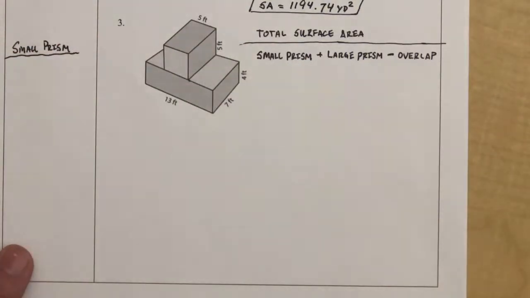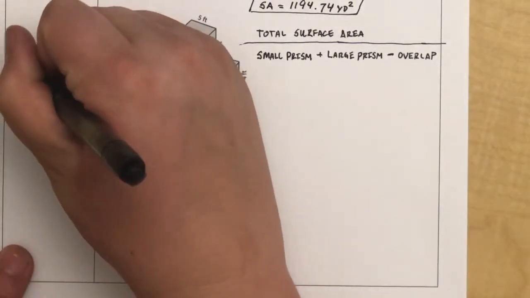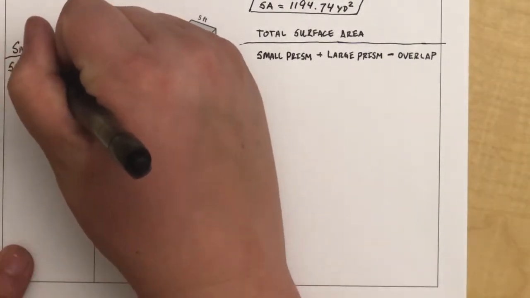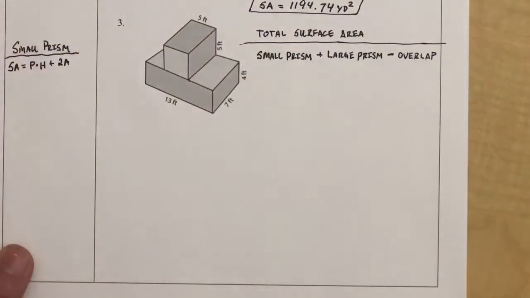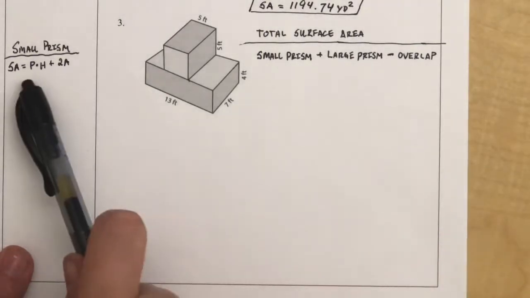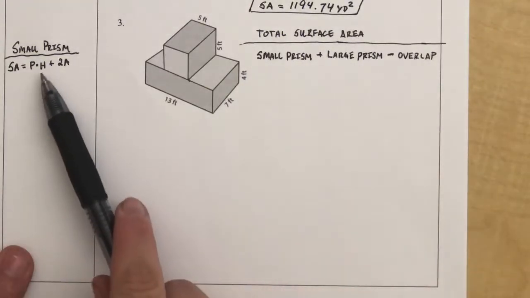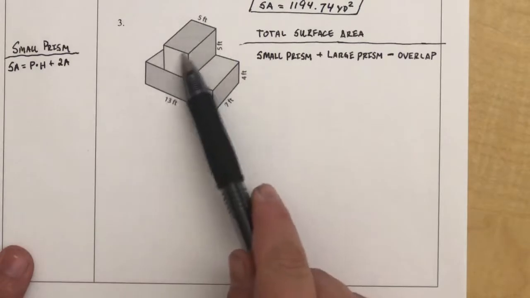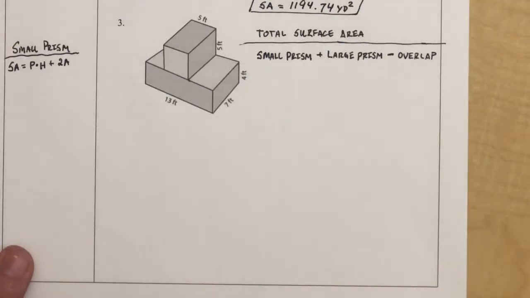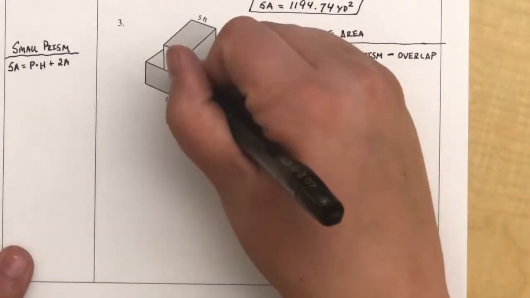So for any prism, the formula for surface area is P times H plus 2 times A. P in this case is the perimeter of the base, H is the height of the prism, and A is the area of the base. So if we look at this, it should be relatively easy.